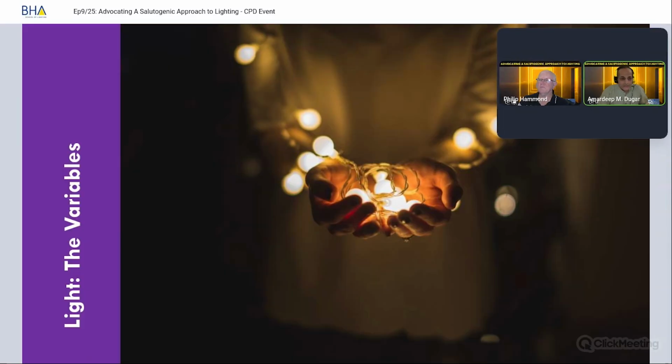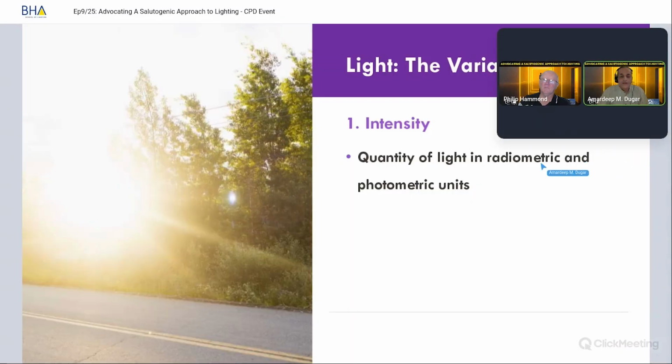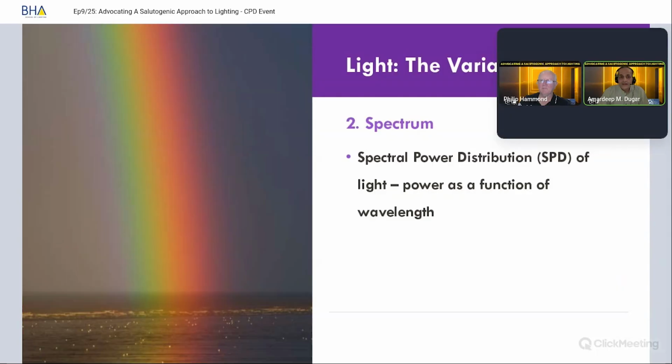So let's look at lighting. What does lighting encompass? Now, light has different variables. What are those variables? The first variable is the intensity. It's the quantity of light, which is measured in photometric units or radiometric units. The second is the spectral power distribution, which is the power as a function primarily of the wavelength, but you can also state it as frequency, it's just spectrum.